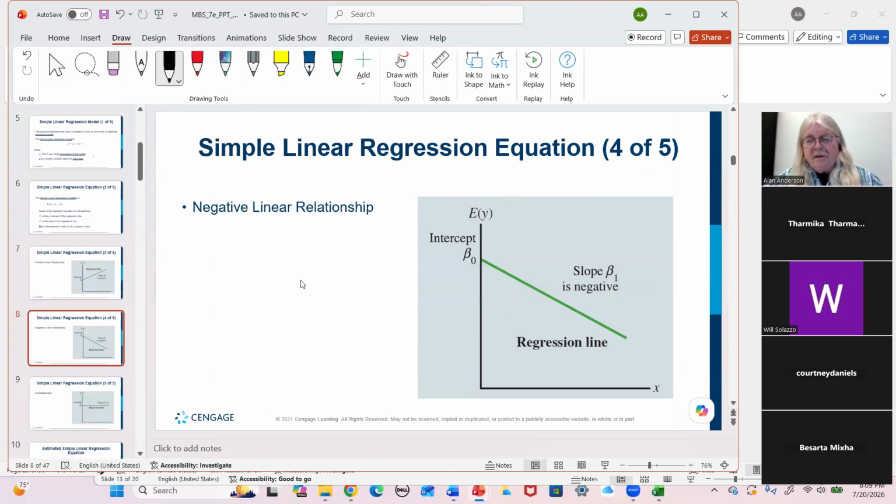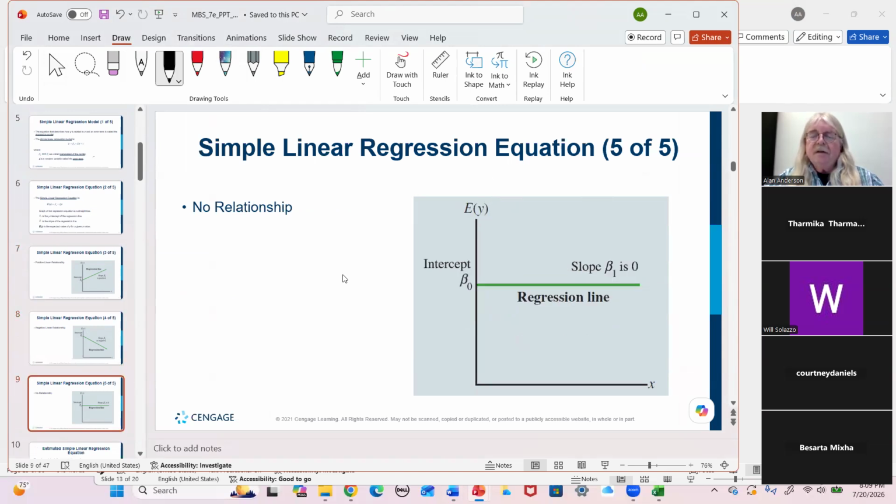Now, of course, there's other possibilities. Here's a negative relationship. The slope is negative. Here it's 0. This means that there actually is no relationship between x and y.